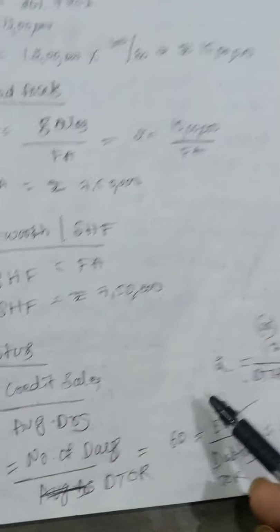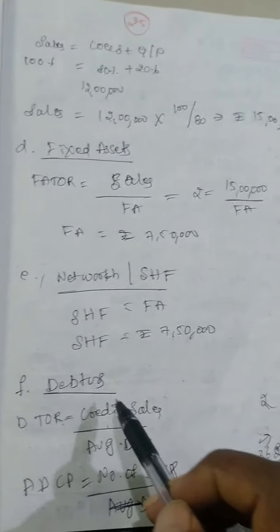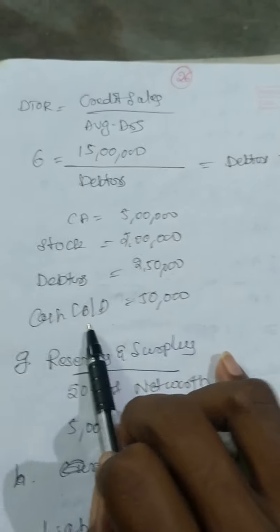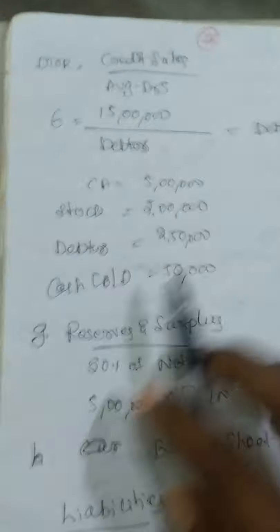If you are calculating 12 by 2, also 6 times. So credit sales, you know, 15 lakh. So this you can find out, 2 lakh 50. And so in this question they have given total current assets is 5 lakh, but stock is 2 lakh, debtors is 2 lakh 50. Remaining balance you need to consider, you can assume it as cash.